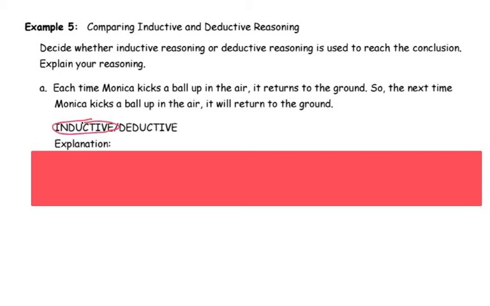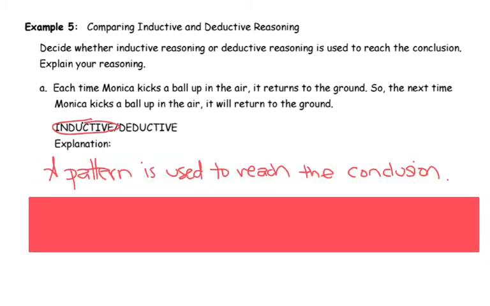This is an inductive reasoning problem. And the reason why is because Monica has discovered a pattern to reach her conclusion. She notices that if she kicks the ball in the air, it comes back to the ground. So if she kicks the ball in the air again, it's going to come back to the ground. So she's discovered a pattern here. So that is inductive reasoning.